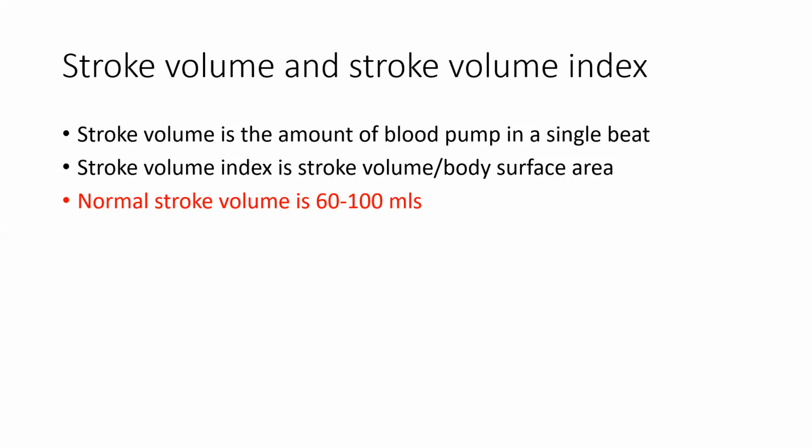For example, if you have anemia. For example, if you have thyrotoxicosis. And for example, if someone has an AV fistula, okay, that is unusual. Now, normal stroke volume index is 35 to 65 mL per meter squared. This is also important. It's very important.